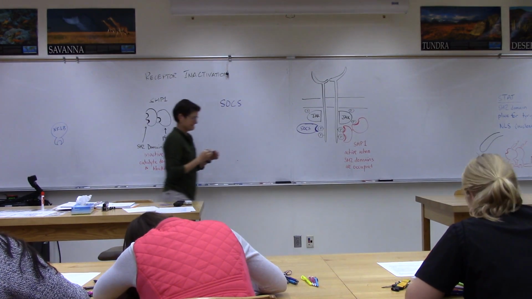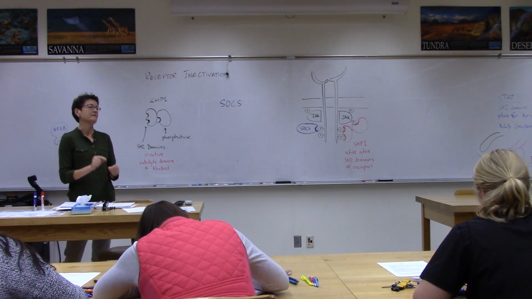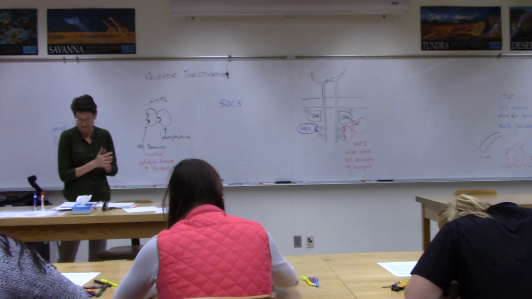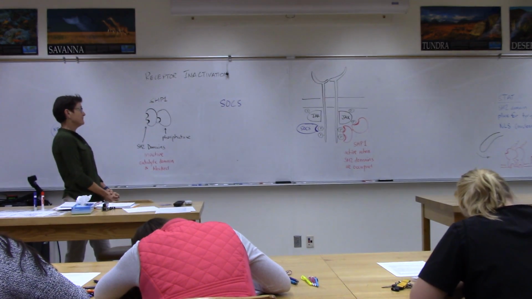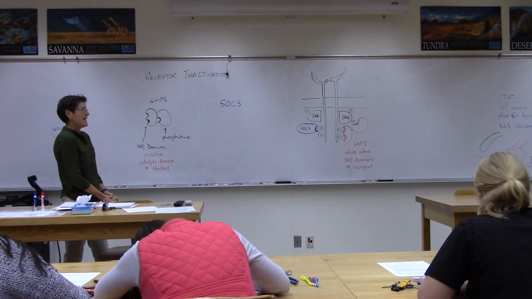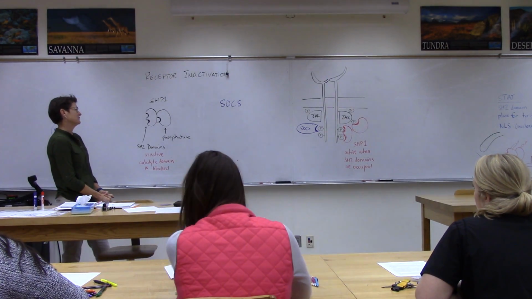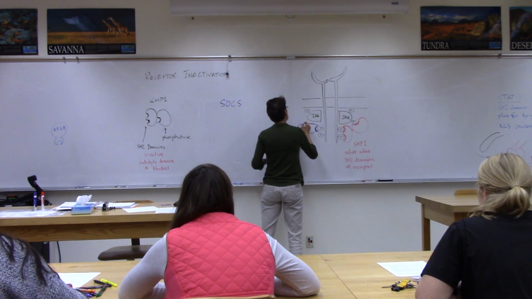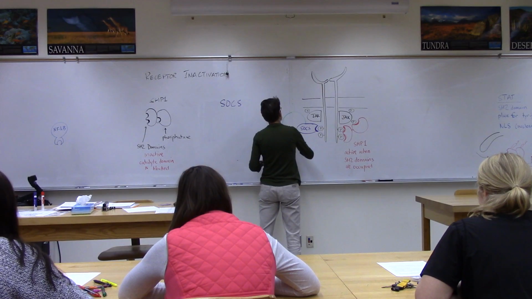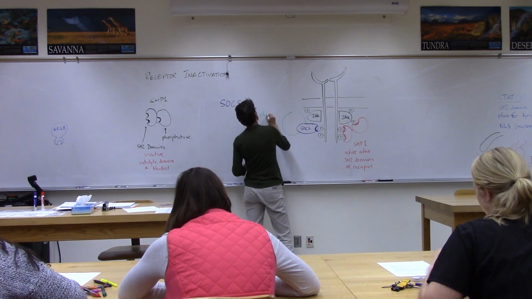Because SOCS only has one SH2 domain, it can only bind to one tyrosine phosphate at the same time. But it has a docking site. The only other domain on SOCS is one that is going to bind to a ubiquitin ligase.